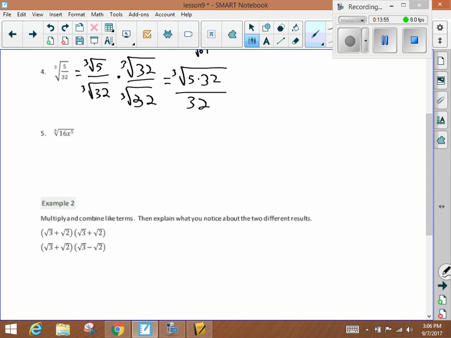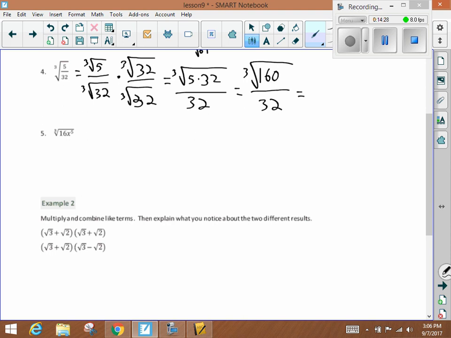All right. 5 times 32. So I have the cube root of 160 divided by 32. Now I need to say to myself, is 160 divisible by something that's a perfect cube, right?